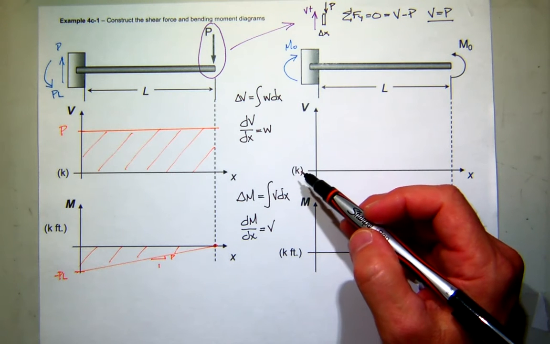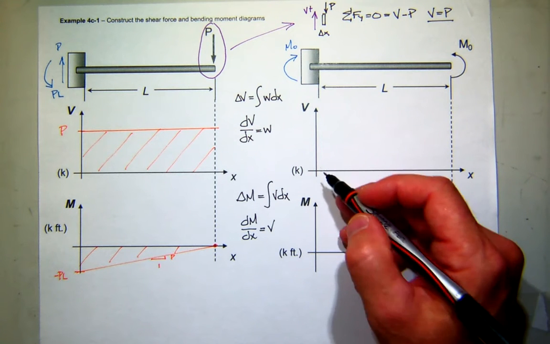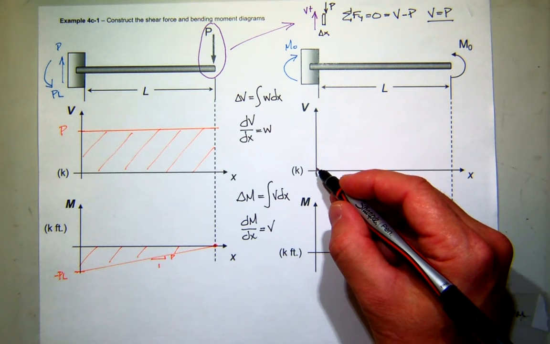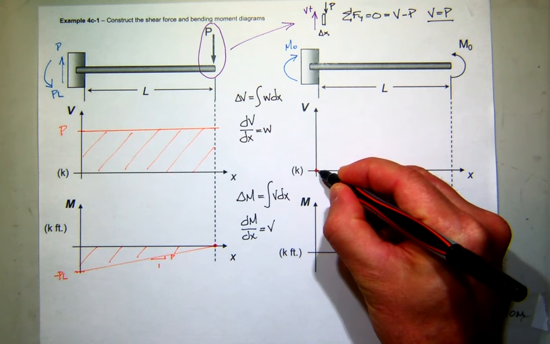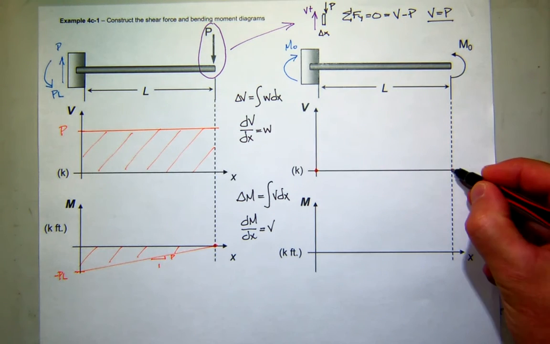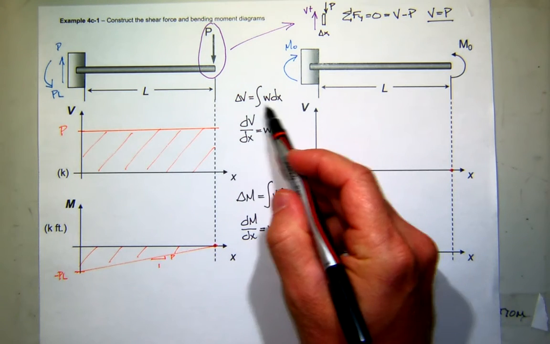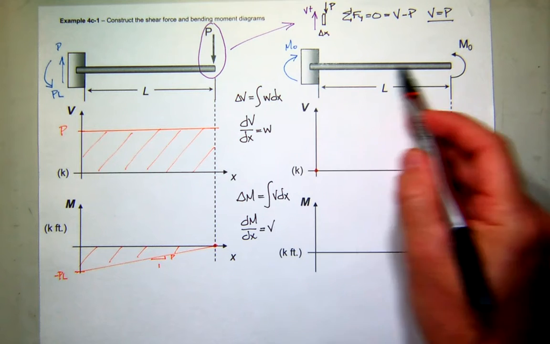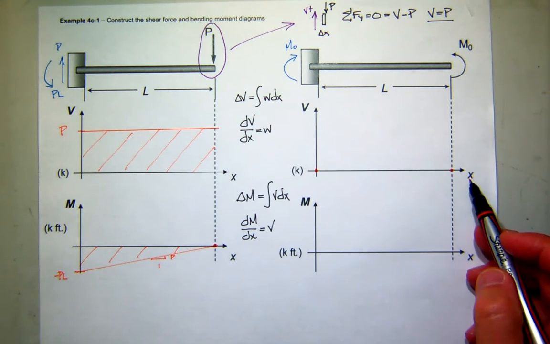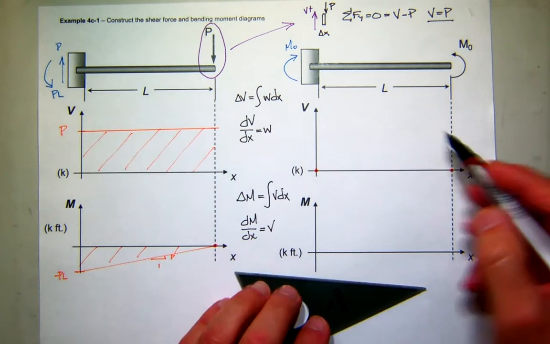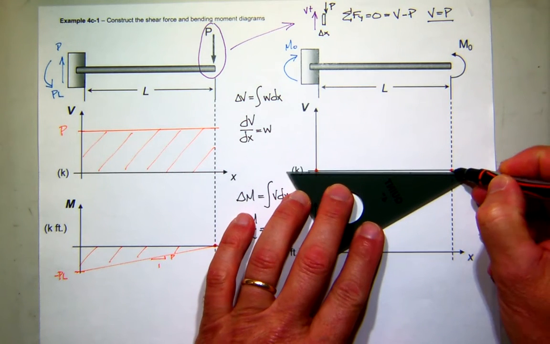Let's draw the shear diagram. So what's the shear? What's the shear at the left edge? It's 0. What's the shear at the right edge? 0. The change in shear is the area under the load curve. What's the area under the load curve? 0. So there's no change. I think you can connect those. So there's no shear in this beam.